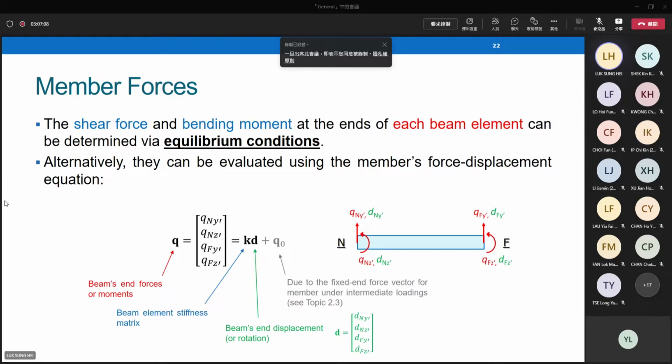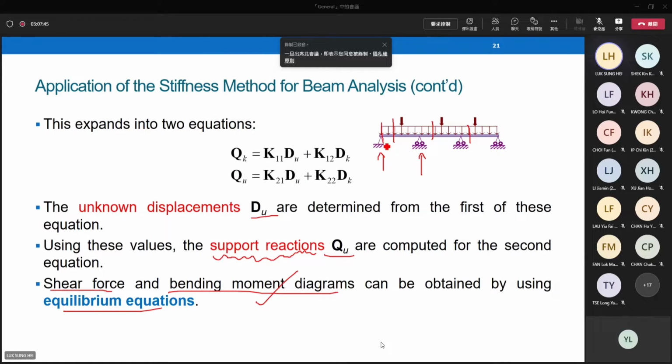When you read the notes, when you read the textbook, they give you one extra equation to evaluate the member end force. Member force means the member end force at the two sides of each beam element. So for example, this is element i, beam element i. Then we have shear and moment on the left, and shear and moment on the right. You can use the local member force-displacement relationship to find out the member end force. It will help you to evaluate the end shear and end moment of each element. If you know the end shear and end moment of each element, then it will help you a little bit to draw the shear and moment diagrams.